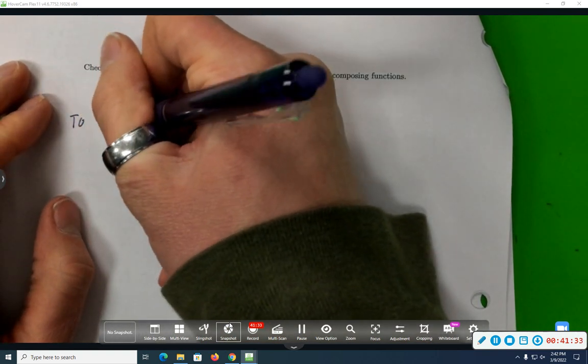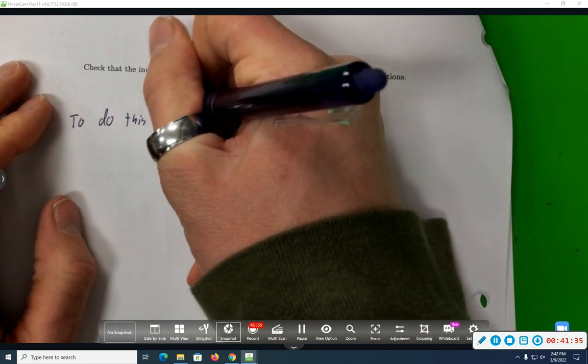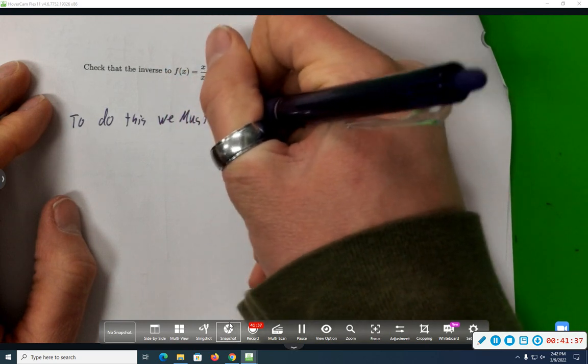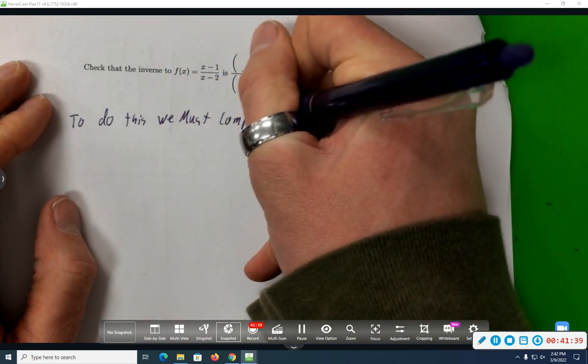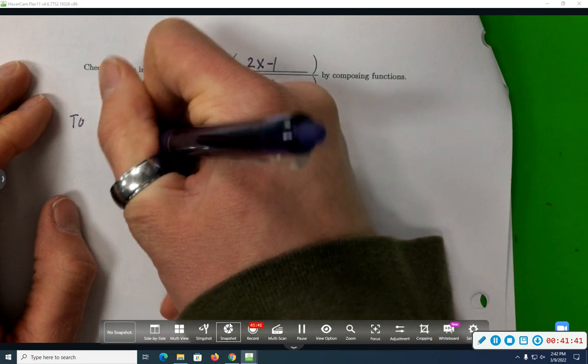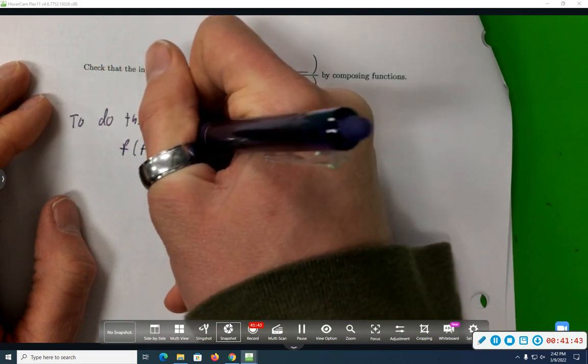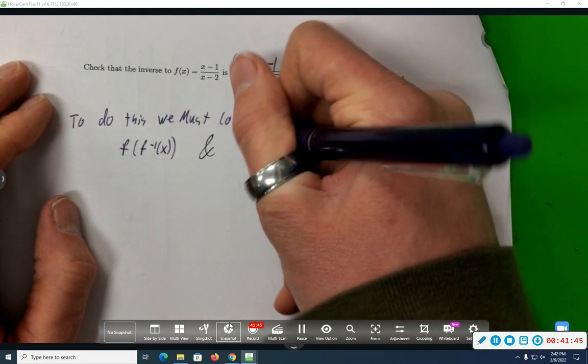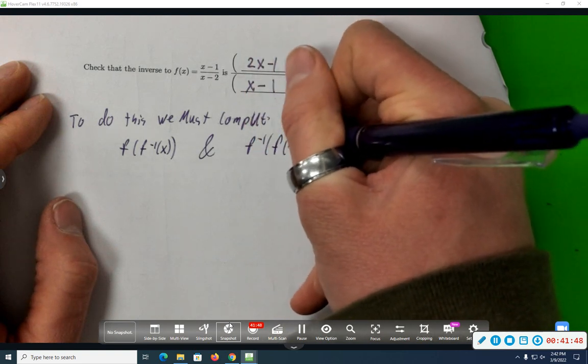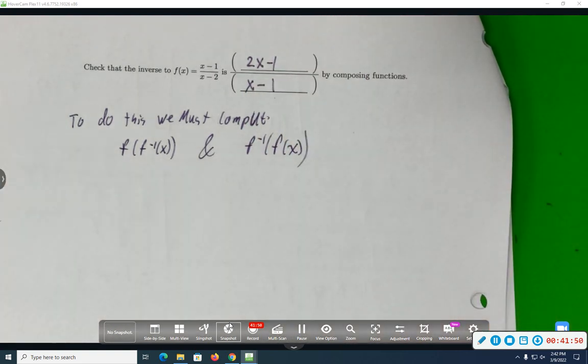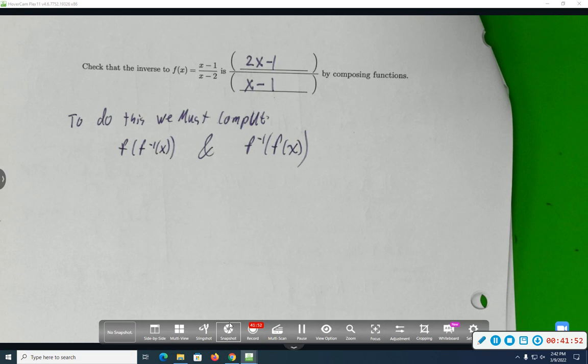To do this, we must compute f of f inverse of x and f inverse of f of x. And I think we have enough time to do one of the two, but not both. And so I'll ask you all which one you would like to do all together right now. F of f inverse or f inverse of f?